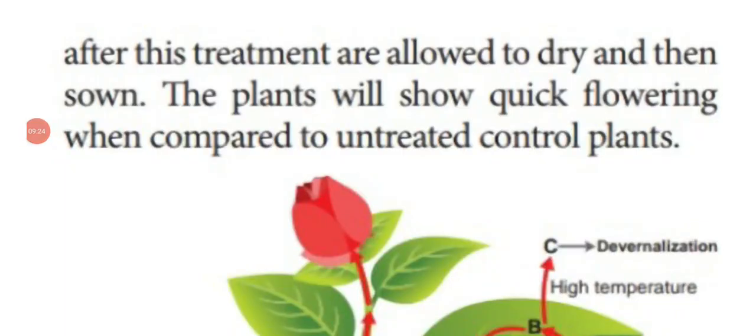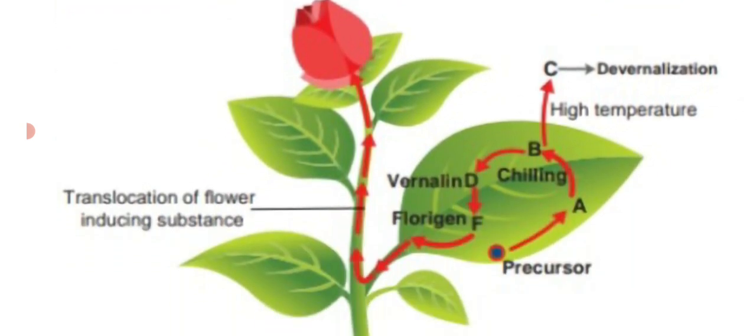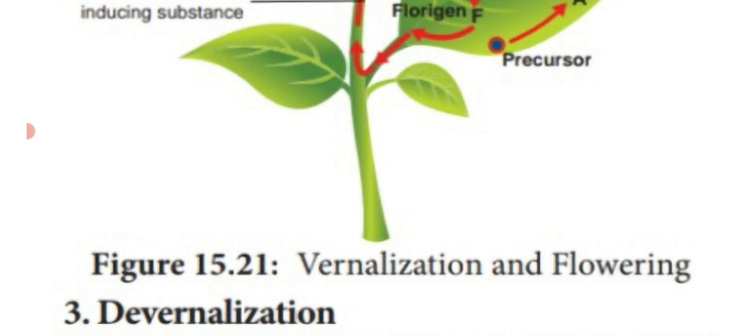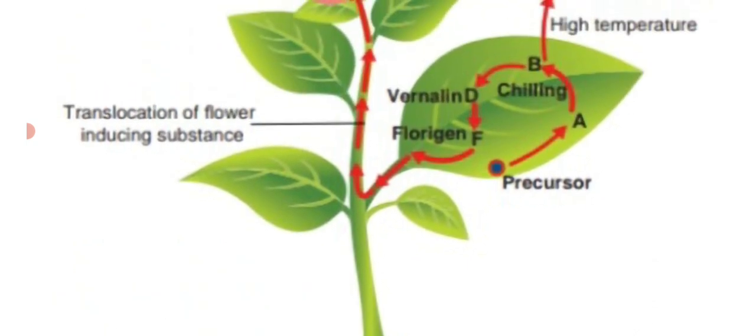After this treatment, the germinated seeds are allowed to dry, which is the next stage, and then sown into the soil. Sown means planting the seed in the soil. The plant will show quick flowering when compared to the untreated control plant. So this is vernalization and the flowering process.